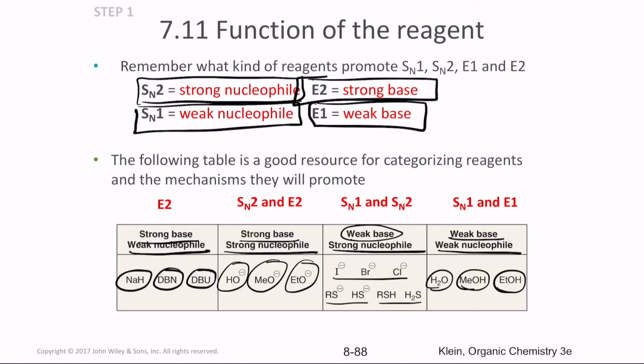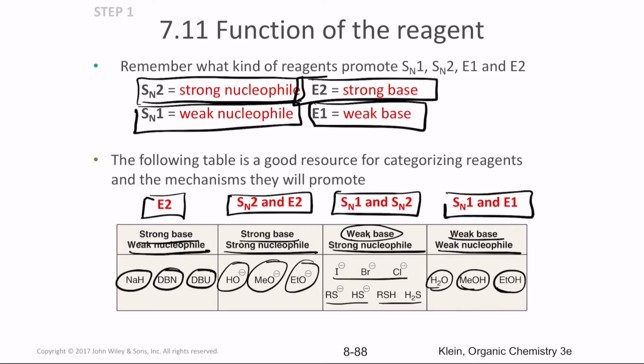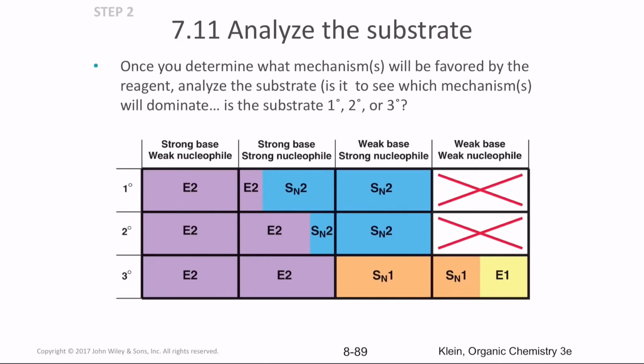So a strong base and a weak nucleophile always favors the E2 reaction. A strong base and a strong nucleophile will favor SN2 and E2. A weak base and a strong nucleophile will always favor nucleophilic substitution, both SN1 and SN2. A weak base and a weak nucleophile always gives SN1 and E1. Remember that SN1 and E1 reactions are only possible when they have a weak base and a weak nucleophile.